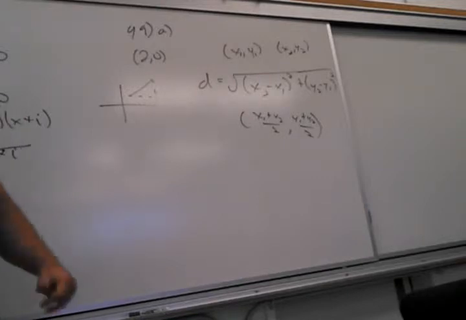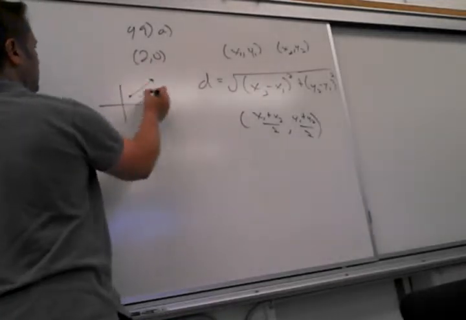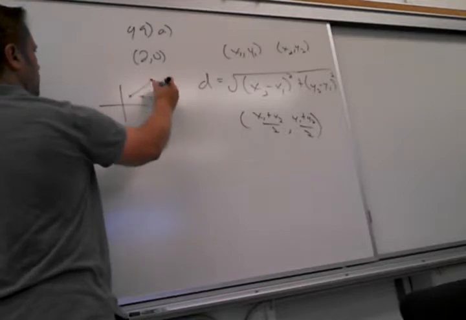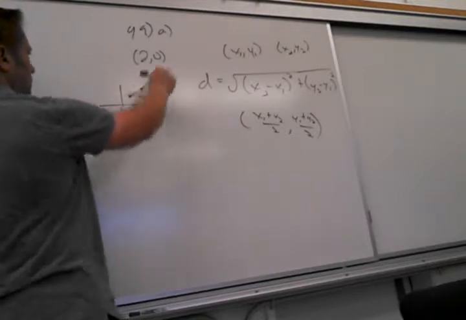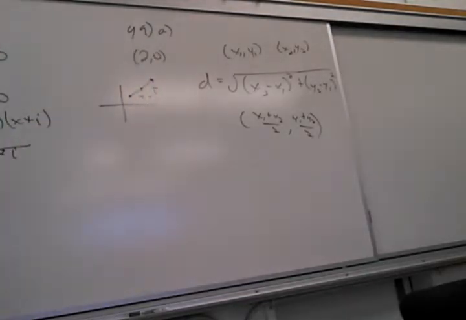Right, so visually, the average of the x's would be about here, and the average of the y's would be about here, so that point there would be the midpoint. Hey, that looks like it's about right. Okay, good.